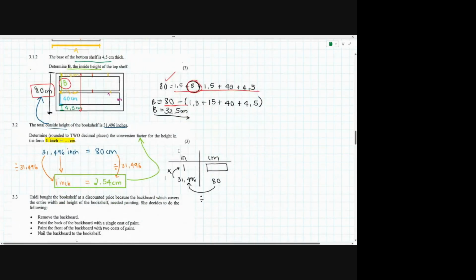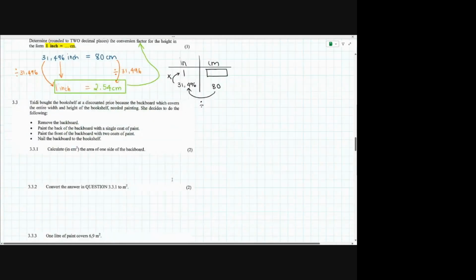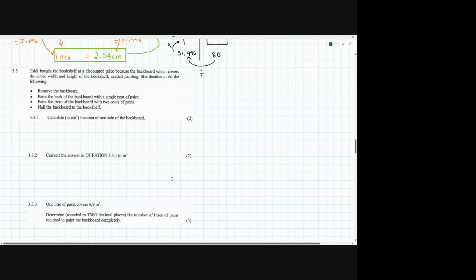Right, so we do have a conversion factor. If it gave us another inch measurement, we could now convert it quite easily. Right, 3.3 says, CD bought the bookshelf at a discounted price because the backboard, which covers the entire width and height of the bookshelf, needed painting. She decides to do the following. Remove the backboard, paint the back of the board with a single coat of paint, paint the front of the backboard with 2 coats of paint, and then nail the backboard back onto the bookshelf.